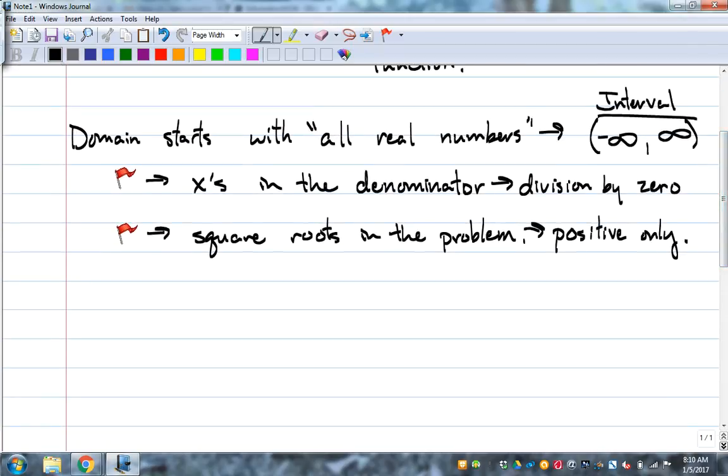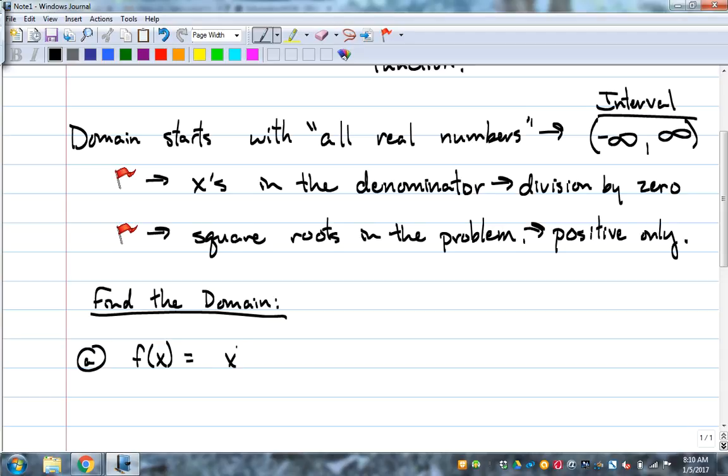We'll get our first example of the day. All right. So we're going to find the domain. That's what our job is for this set of problems. So here's our function. We know it's a function because it's in function notation. And it's x squared plus 5x minus 7.